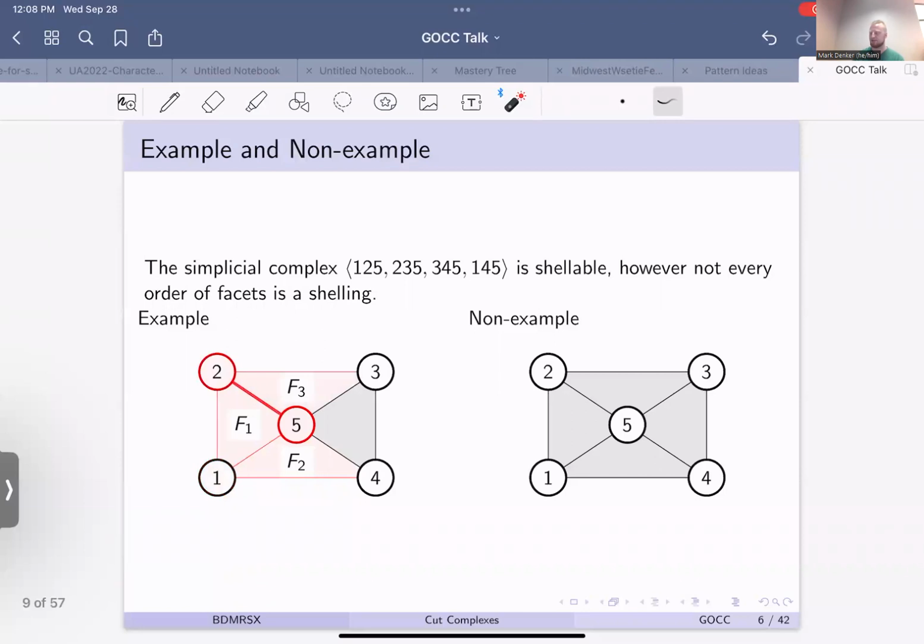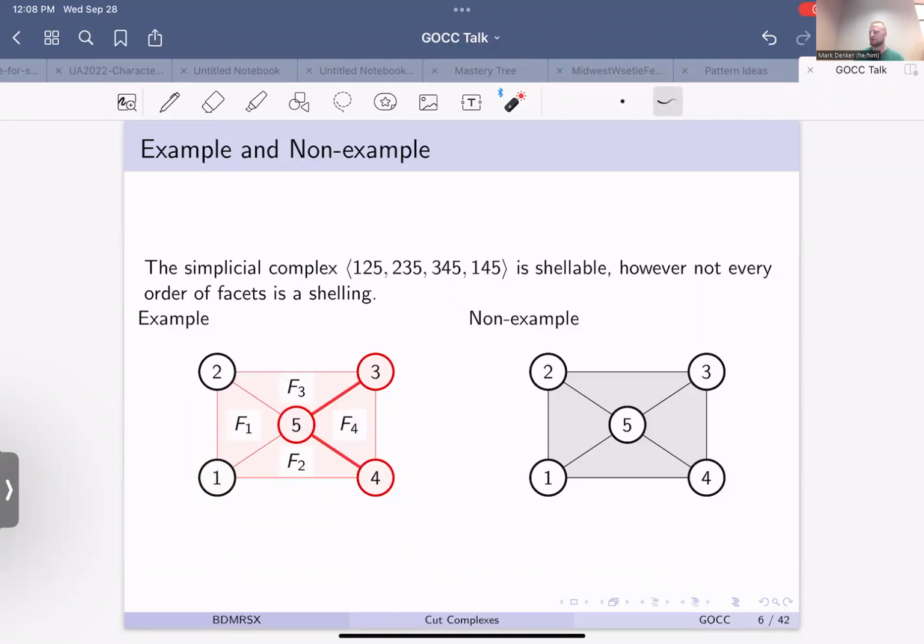Then I can add, say, 2, 3, 5, still sharing as much ground as possible. And finally, here we're sharing 2 edges, but that's okay. The intersection between these two has codimension 1. That's what we're looking for. So this complex is a shellable complex. The shelling order is facet 1, facet 2, facet 3, facet 4.